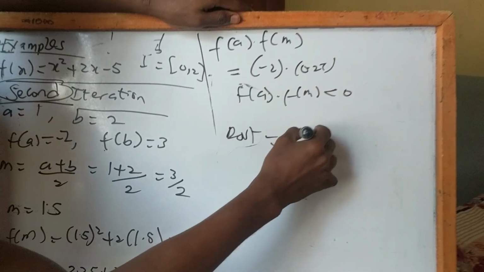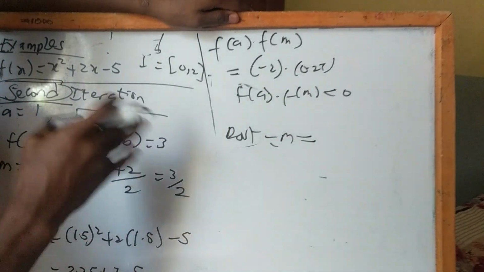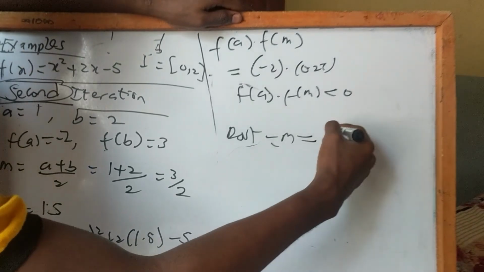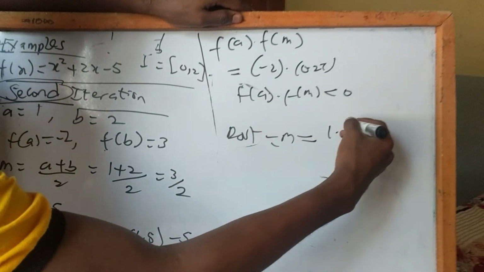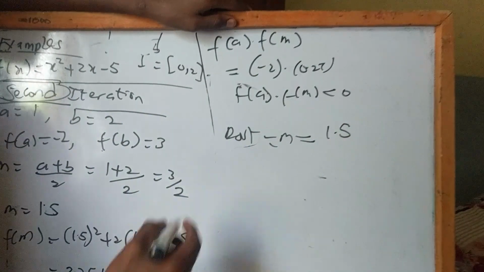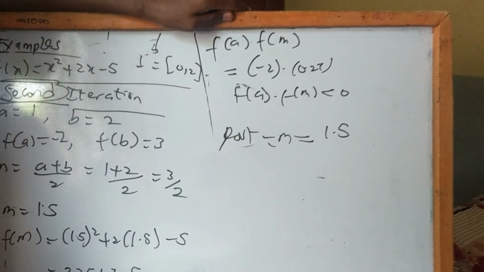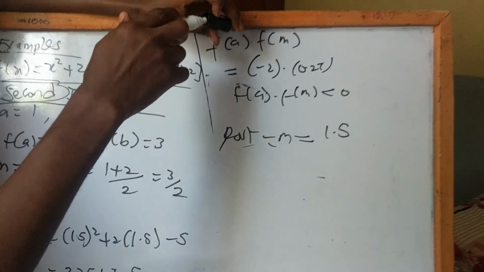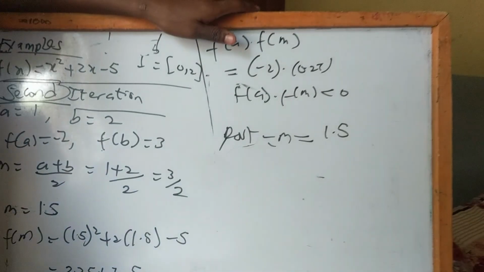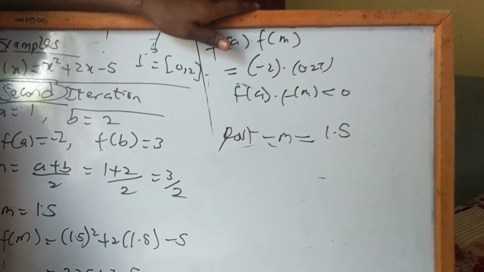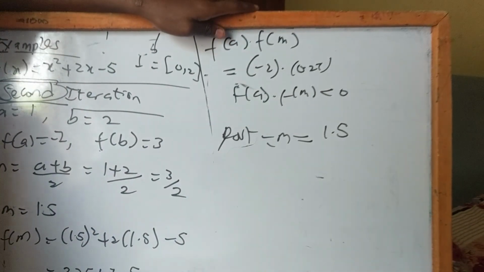So the root here is going to be m because you're stopping at the second iteration. The root is going to be m here, the value of m, which was 1.5. As when you're going to the next iteration, you're going to look at the root at that particular iteration. Because we are stopping here, our root is going to be 1.5. So if they said your question should stop at second iteration, this is how to solve using the bisection method.